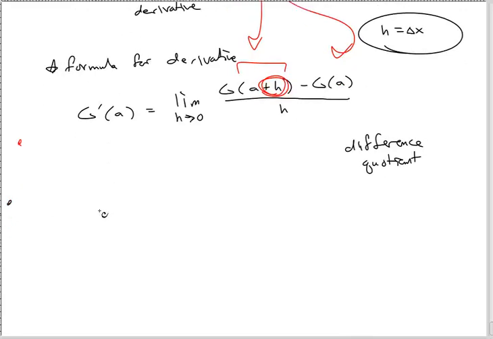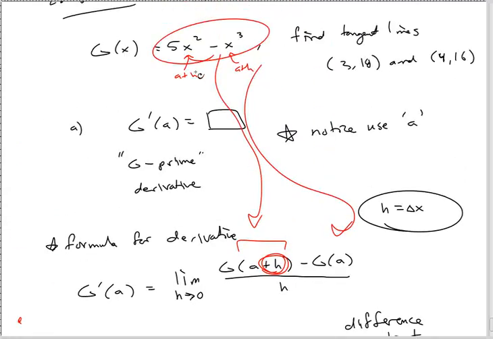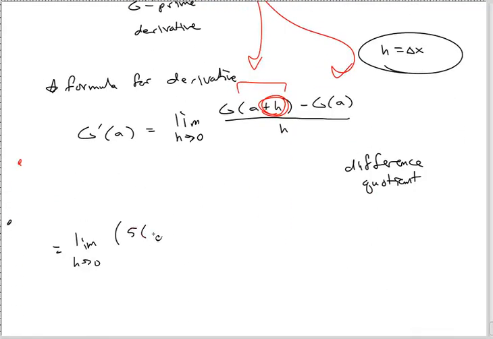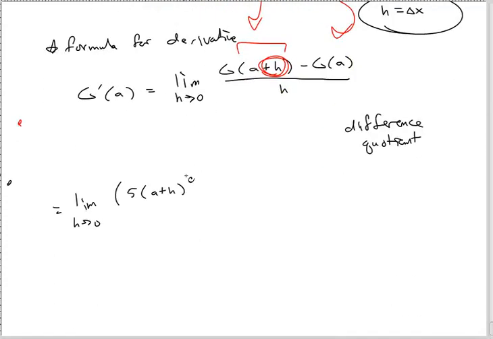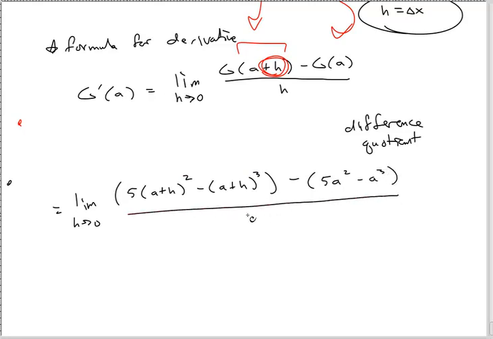So here we go. I'm going to say equals the limit as h goes to 0 of, and here's my formula. But now, instead of x, I'm going to use a plus h. That was a squared and then a cubed, so an a plus h squared and then an a plus h cubed. So that thing minus the original, now the original with an a, and then all divided by h.